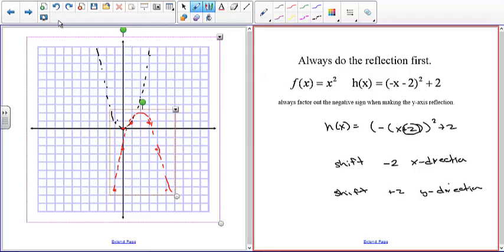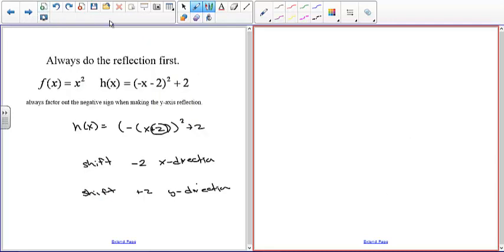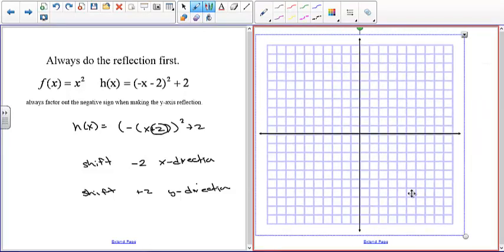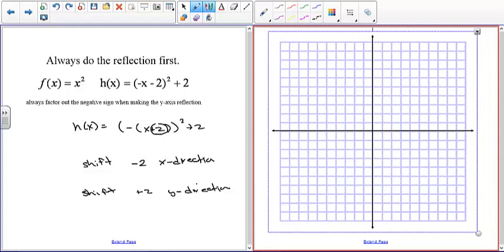Okay, so let's add a page and get some graph paper. So again, we're going to draw our parent function, and I'm just drawing the points on the parabola. So here's your parent function. Now, in this case, what happens is this negative here flips it across the y-axis. So this goes over there, and that goes over there. So when you actually draw the curve, it looks exactly the same.